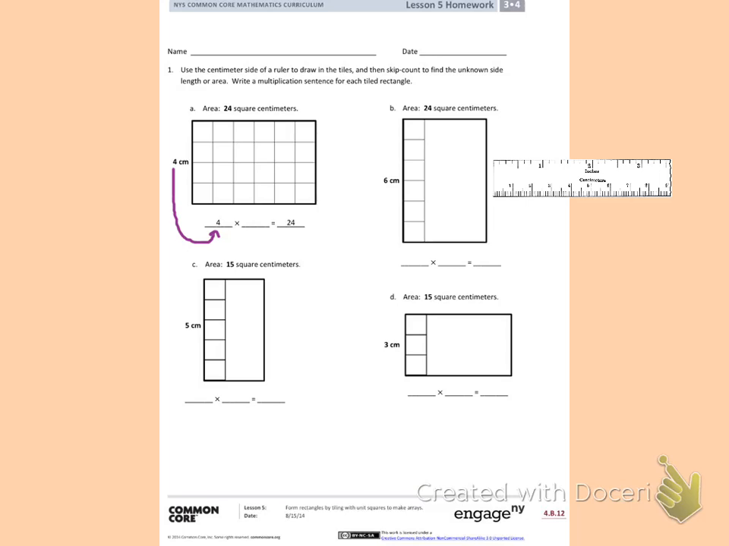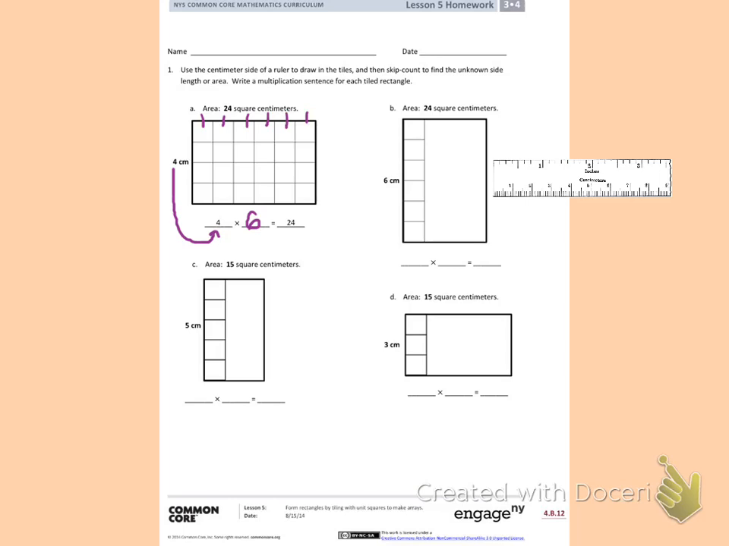Let's go ahead and look at the number of columns. 1, 2, 3, 4, 5, 6. There are 6 columns. That means they are 6 centimeters. So the missing factor is 6, because 4 times 6 equals 24, or 4 groups of 6 is the same as 24. Now look at item B.